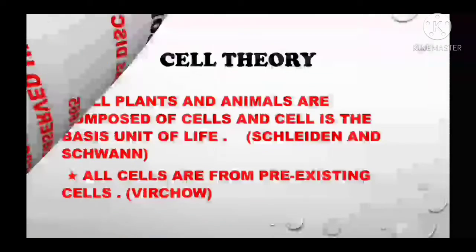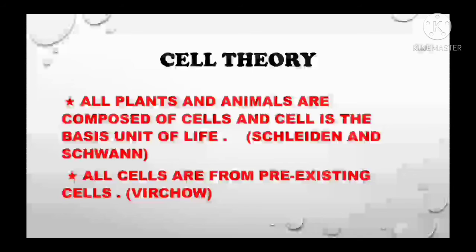Now, let us see about the cell theory. What is cell theory? All plants and animals are composed of cells, and the cell is the basic unit of life. This was presented by two biologists, Schleiden and Schwann. Later, it was further expanded by Virchow. He suggested that all cells arise from pre-existing cells. So these are the important points of cell theory. Till now we saw about the cell and cell theory.